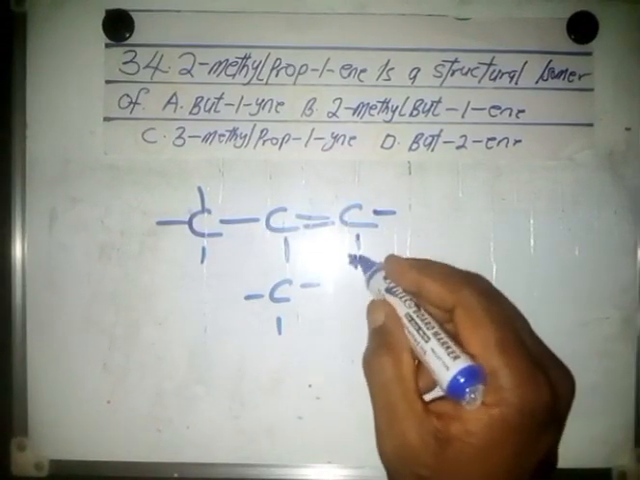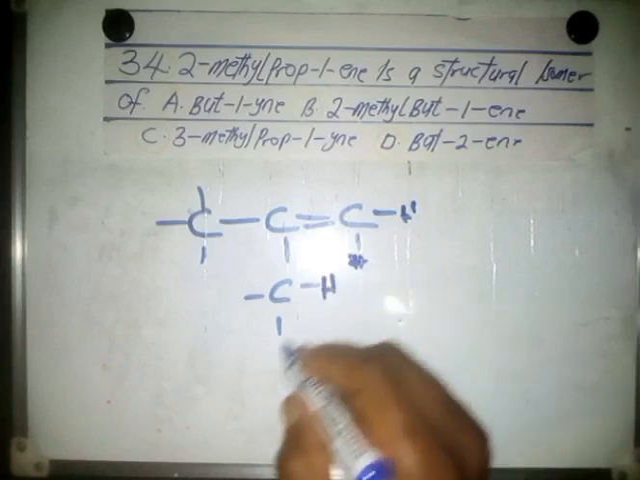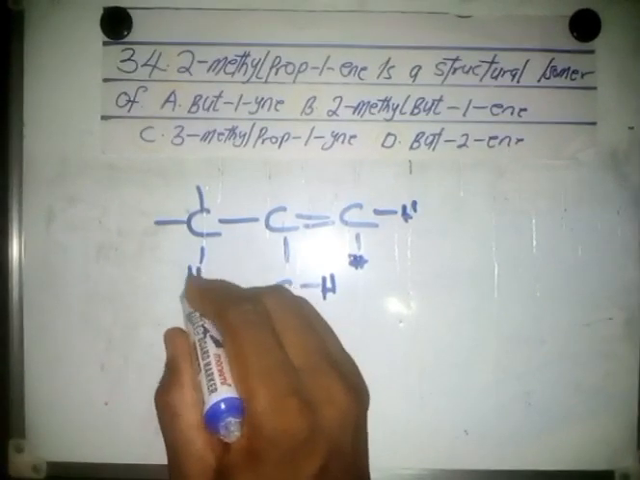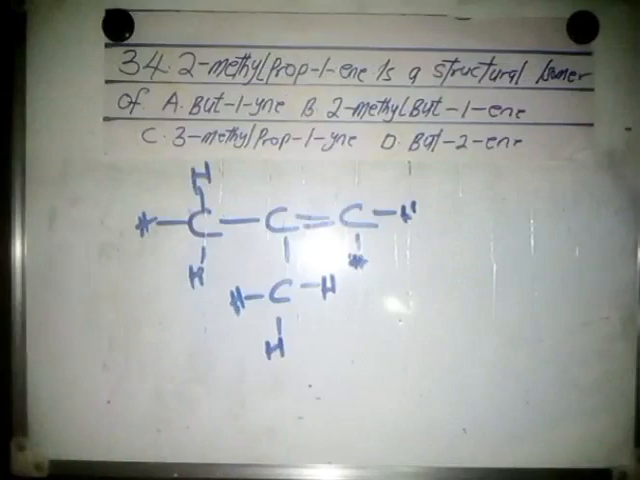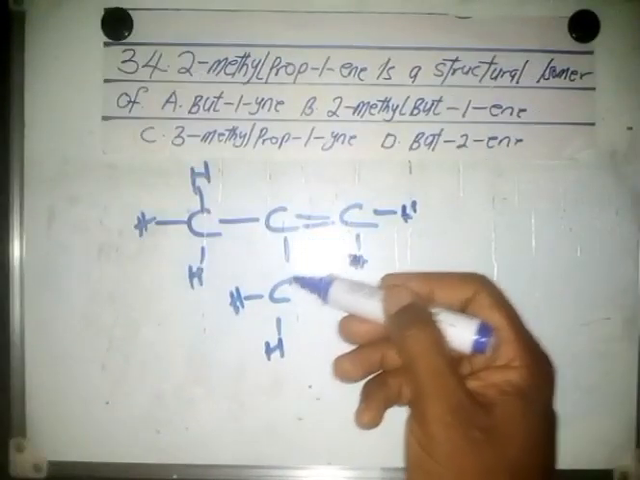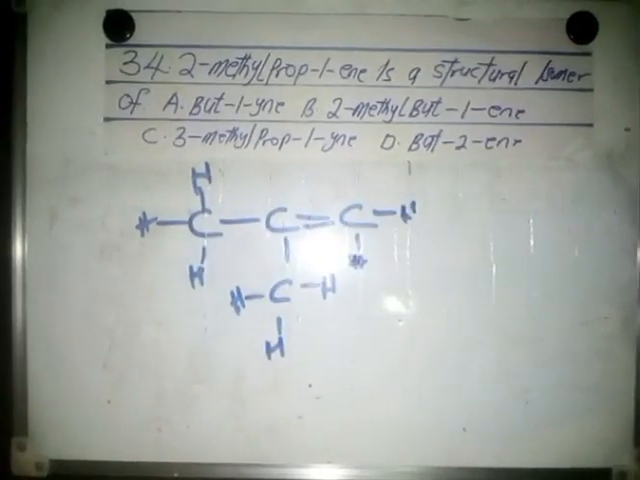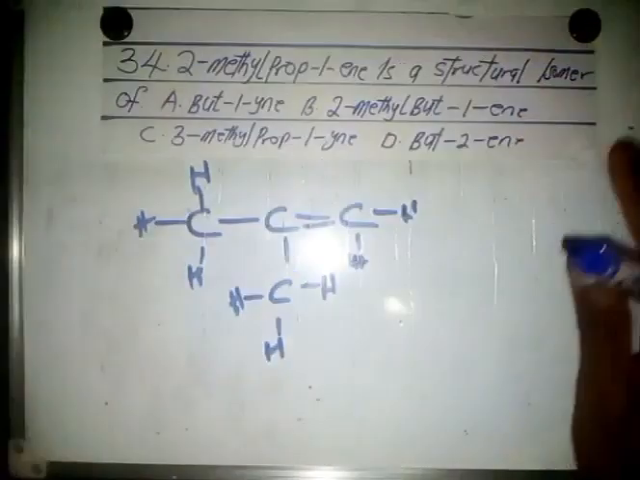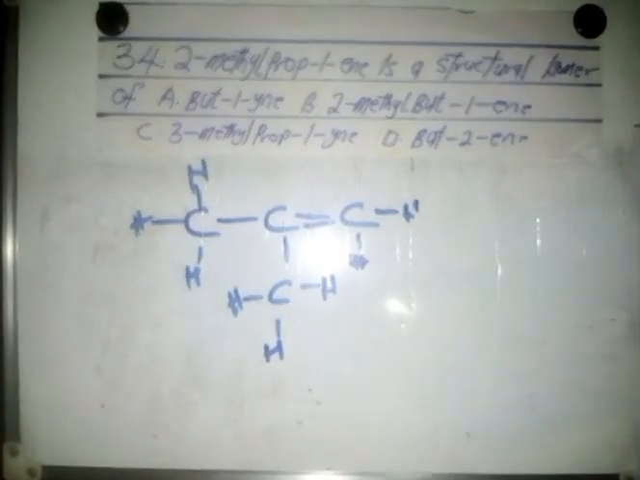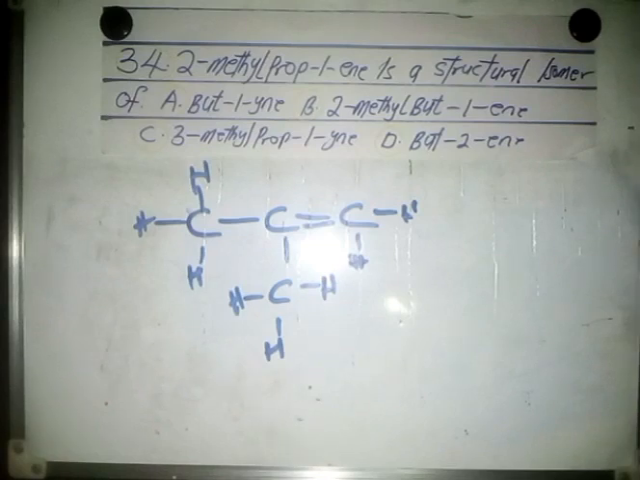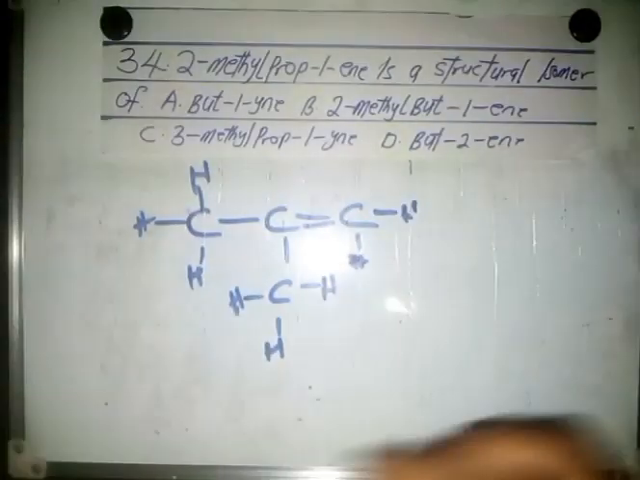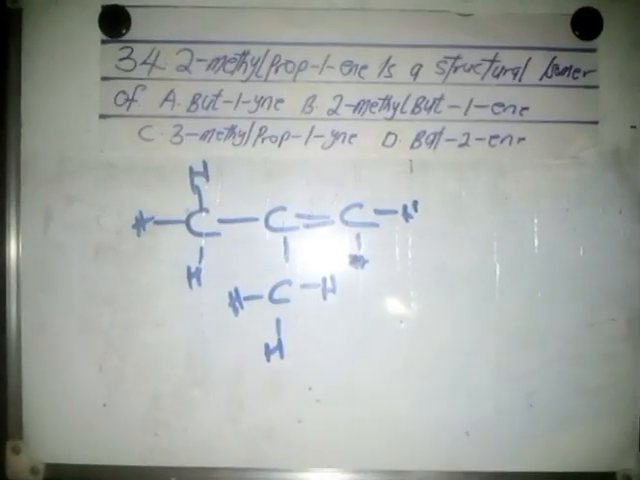So you have H, H, H, H, H, H, H, H. So this is 2-methylprop-1-ene. So your answer, they are saying structural isomer. Isomers have the same molecular formula but different molecular structure. So in this case, your answer has to have the same molecular formula, right? But the structure will be different.